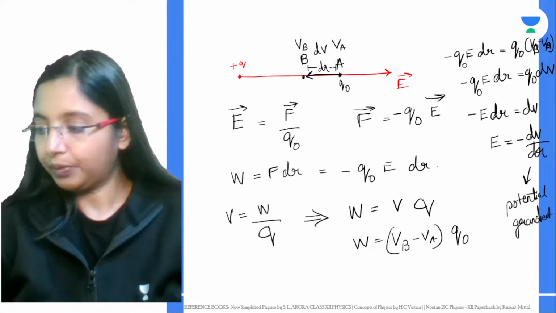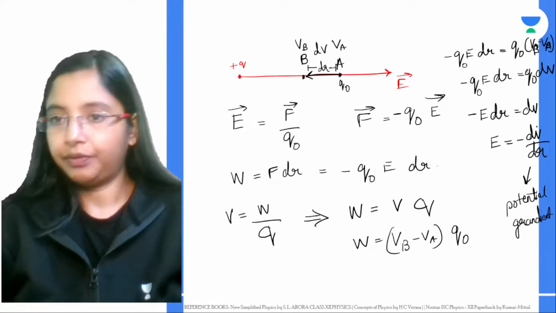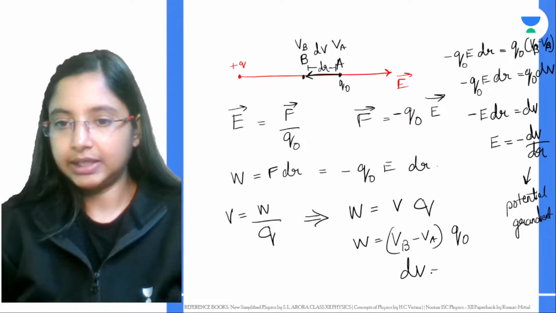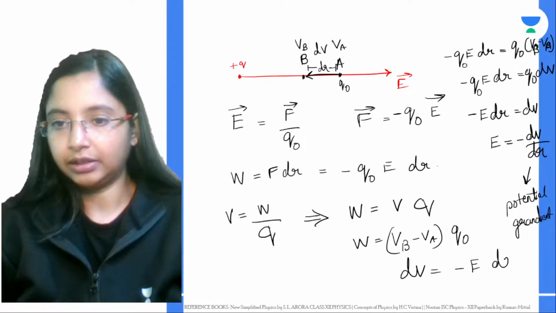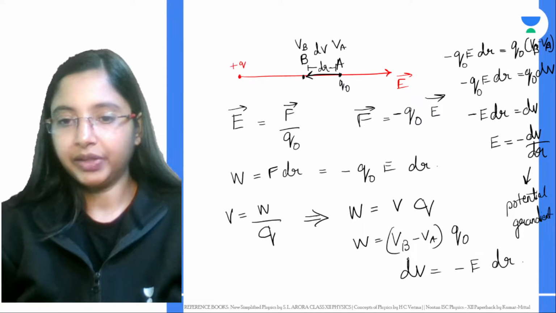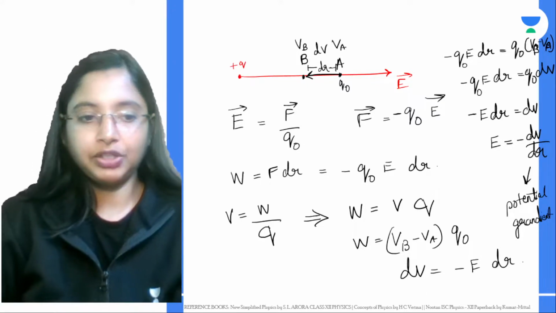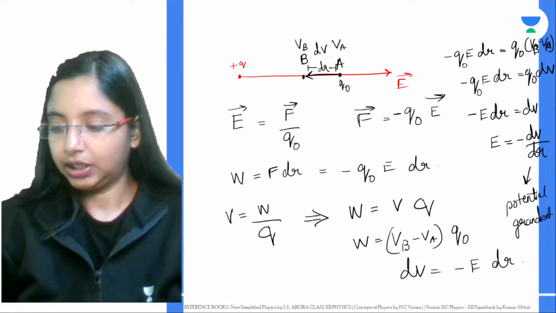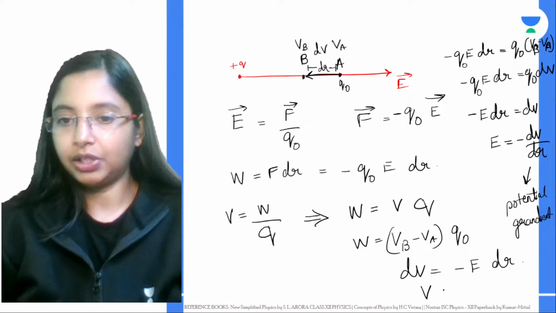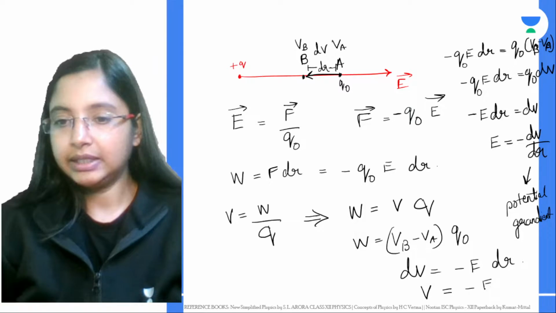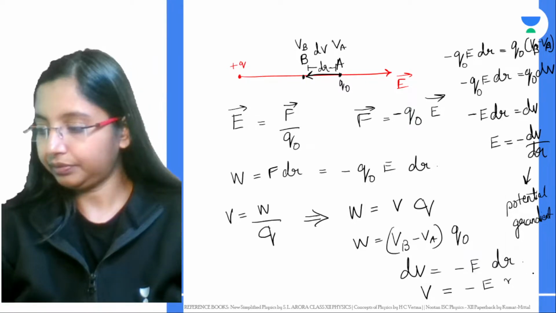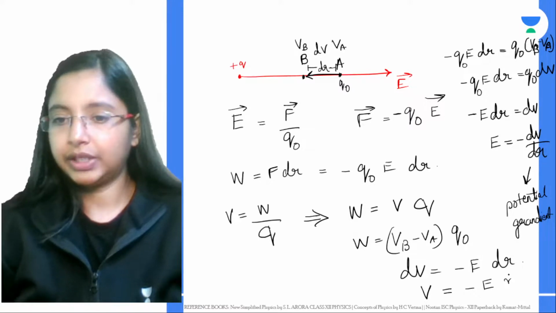Now, from here, if you see, your dV is nothing but minus E into dr. If you integrate on both sides, this is the equation connecting your potential to the electric field. You will get the potential is nothing but minus electric field into the displacement, that is r, or you can say dr in this case.